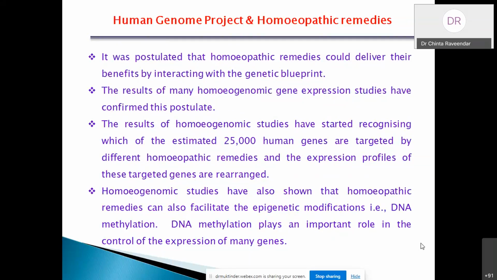Next. Now a little bit about homeopathy. It was postulated that homeopathic remedies could deliver their benefits by interacting with the genetic blueprint. The results of many homeogenomic gene expression studies have confirmed this postulate, again by Dr. Gudivada. The homeogenomic studies have started recognizing which of the estimated 25,000 human genes are targeted by the different homeopathic remedies, and the expression profiles of these targeted genes are rearranged. Homeogenomic studies have also shown that homeopathic remedies can facilitate epigenetic modification, that is DNA methylation. DNA methylation plays an important role in the control of expression of many genes related to cancer also, which has significance in cancer. Next.